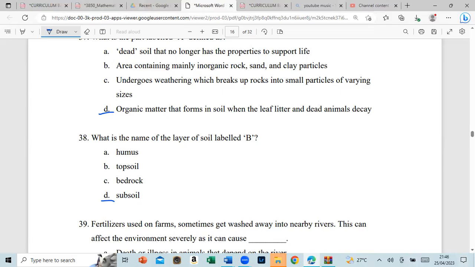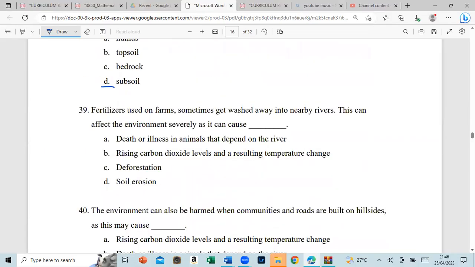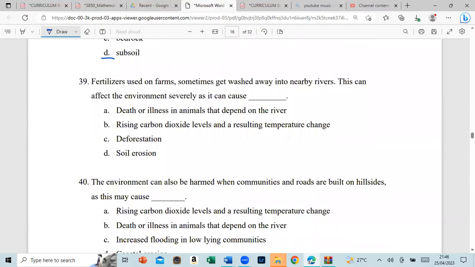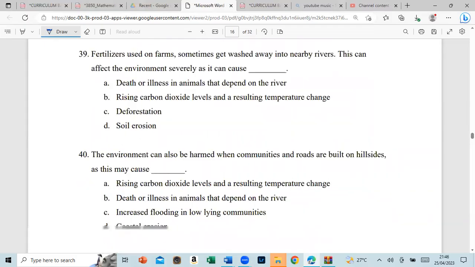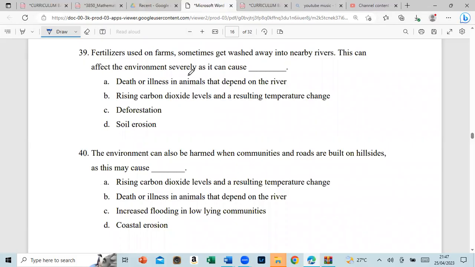39. Fertilizers used on farms sometimes get washed away into nearby rivers. This can affect the environment severely as it can cause A, death or illness in animals that depend on the river. B, rising carbon dioxide levels and resulting temperature change. C, deforestation. Or D, soil erosion. And that would be A, death or illness in animals that depend on the river. All right, so be careful with the fertilizers.